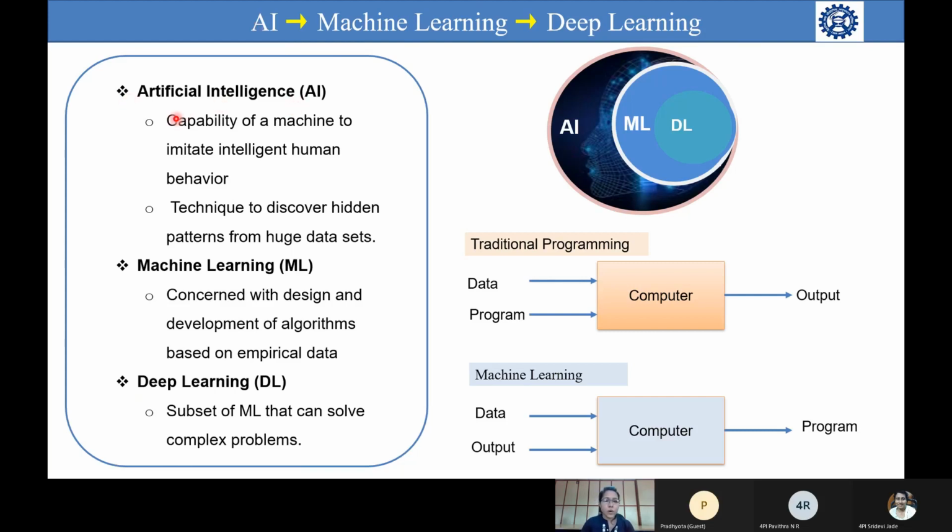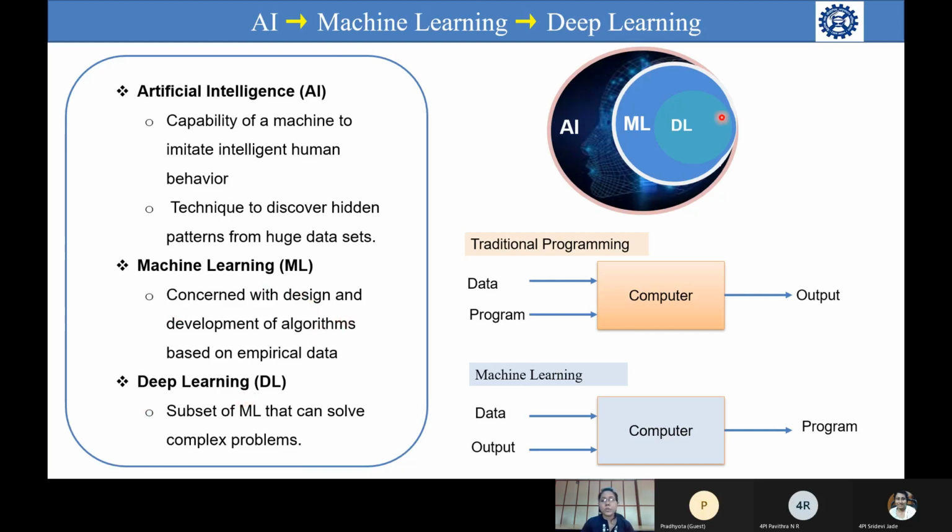So first, as I already mentioned, AI basically enables machines to behave like human beings. And if the data is huge, it has the capability to discover hidden patterns from huge data sets. But what is machine learning? Machine learning is a subset of AI. It is concerned with the design and development of algorithms that learn from empirical data. An algorithm, you know, is a set of steps to perform a certain task. And what is deep learning?